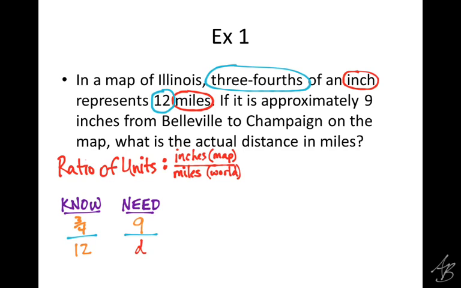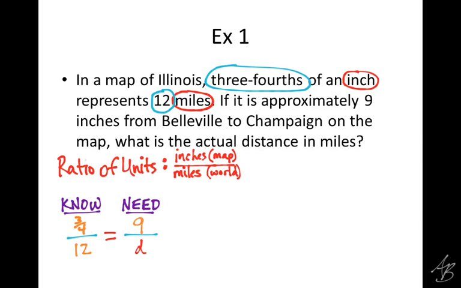Although we have two different things going on with miles. We have 12 miles and then the miles that we're trying to find. So I like D for distance, but it doesn't matter as long as you just pick a variable, and then we want to solve for it. All right, now, I put an equal sign between these two ratios because I know that they are equal to each other. Anytime in this map we divide inches in the map by miles in real life, it's always going to equal the same thing. That's what it means to be proportional. So now we're going to solve this proportion.